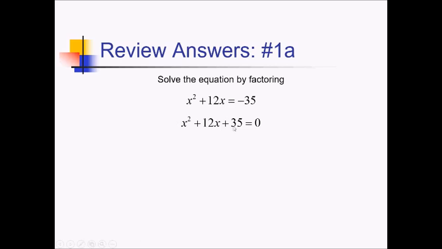So let's see, we have 1 and 35, that's not going to work. 5 and 7 is the only other option, and 5 plus 7 adds up to 12. So I can break this up into (x + 5)(x + 7).